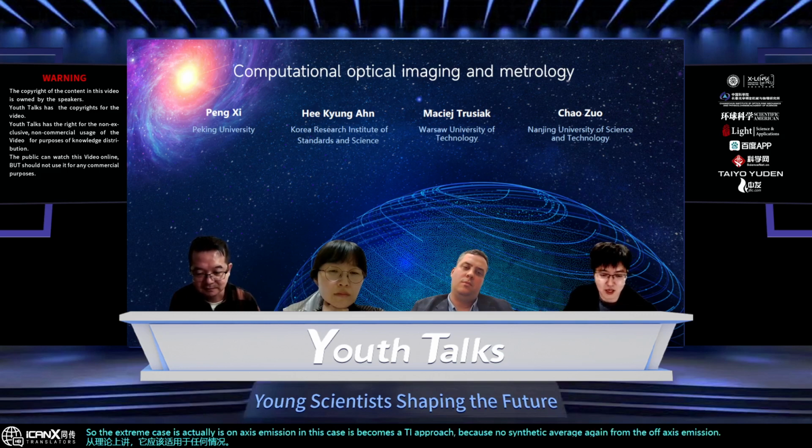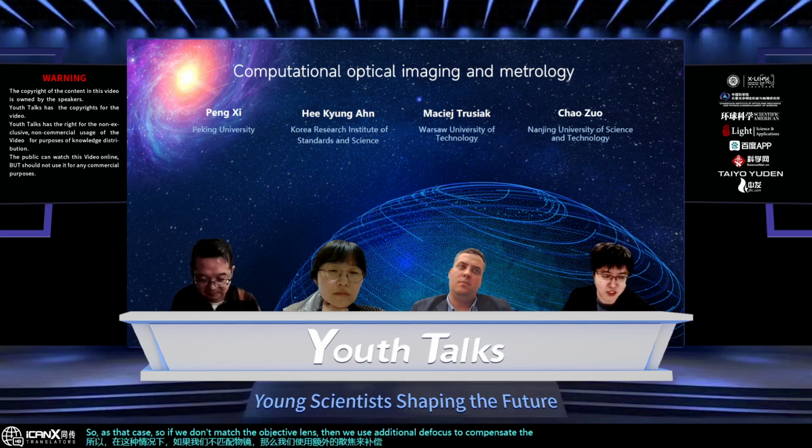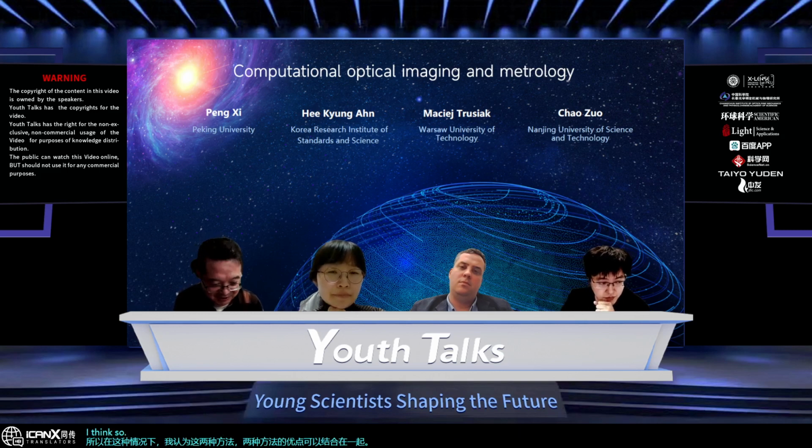But I think a better choice is to use as large an illumination angle as possible. In that case, if we don't match the NA of the objective lens, then we use additional defocus to compensate for the missing low frequency region. So I think the advantages of the two methods can be combined together. Hopefully, I answered the question. I think you have covered the question very well.